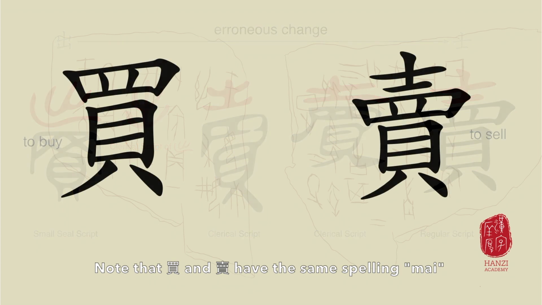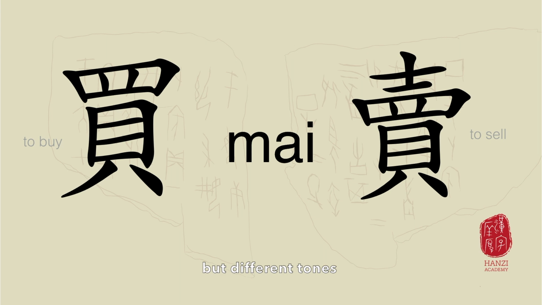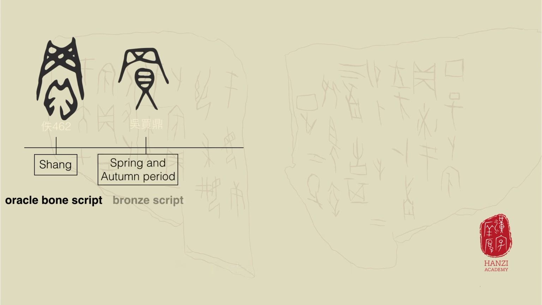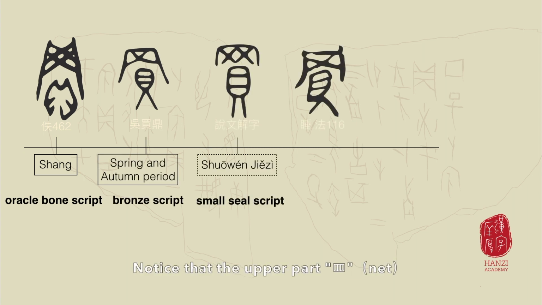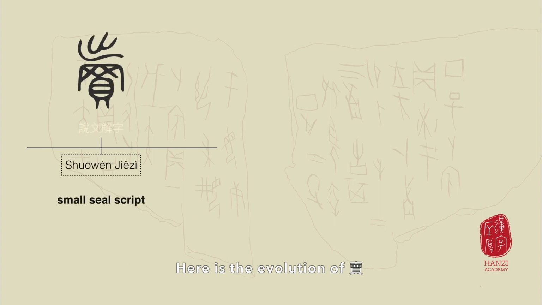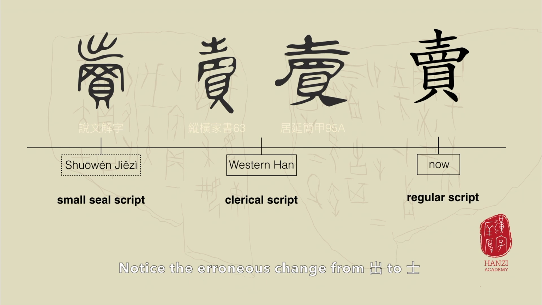Note that 买 and 卖 have the same spelling, M-A-I, but different tones. 买 is third tone, 卖 is fourth tone. Here is the evolution of 买. Notice that the upper part, 网 net, had different ways of writing in ancient times. Here is the evolution of 卖. Notice the erroneous change from 出 to 十.